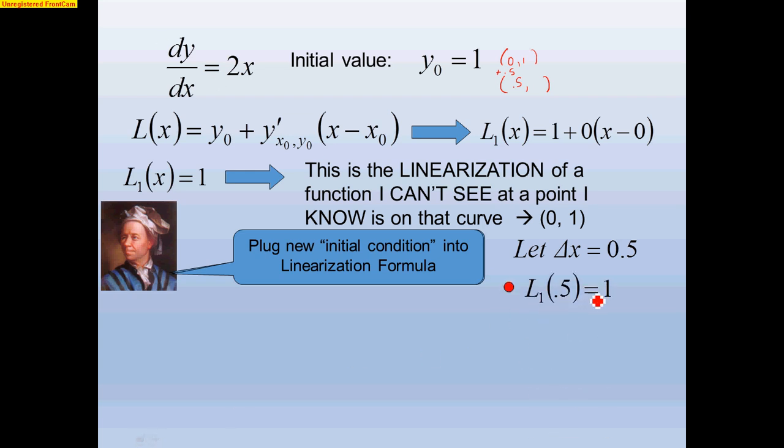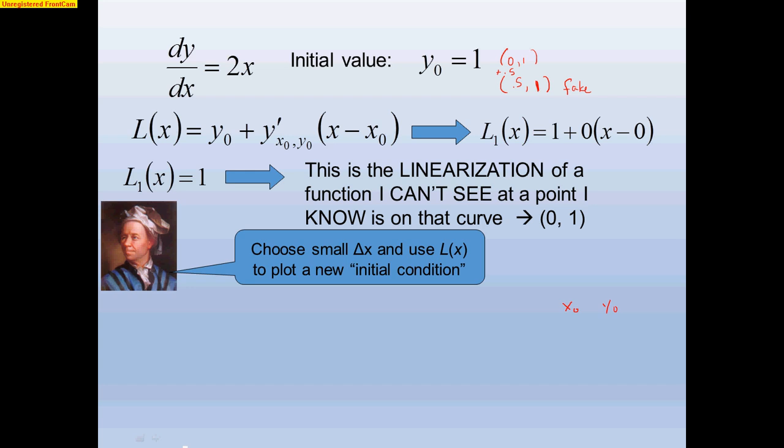So what happens when you take 0.5 and plug it into the linearization? Well, since my linearization was just a horizontal line, the linearization at 0.5 would be the linearization at any value, really, which would be 1. This is my new point. Right? Take this value and put it here. And I'm going to consider that my new initial condition. Wink, wink. Right? This is fake. But it's a close fake. So now consider this your new initial condition for x and your new initial condition for y.